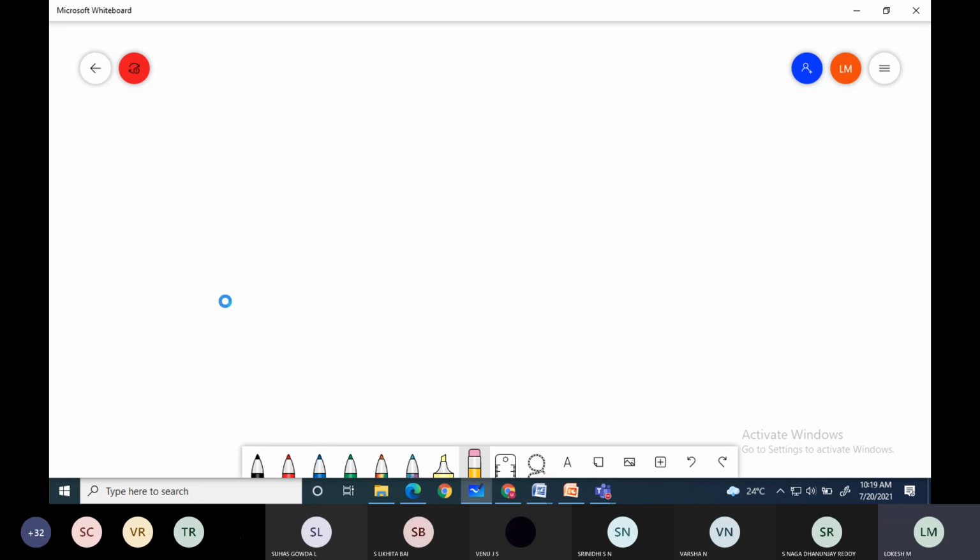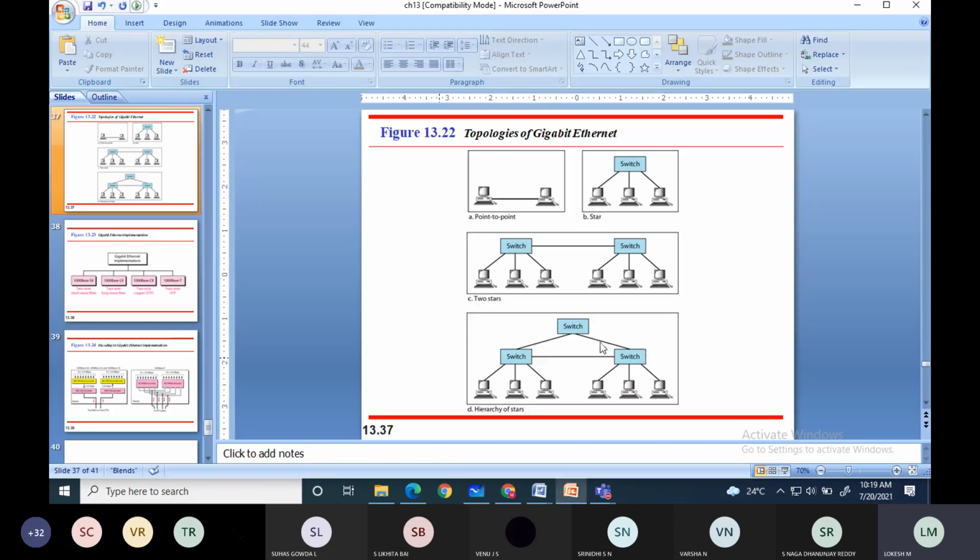Topologies of Gigabit Ethernet are point to point, star topology, two star topologies, and hierarchical star topology.